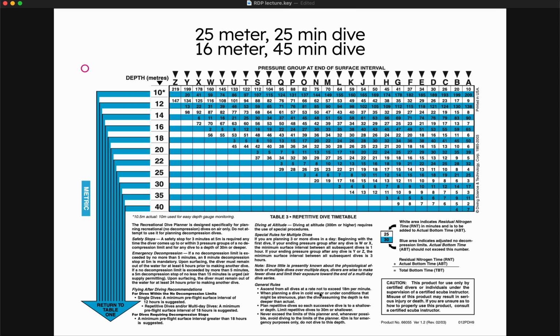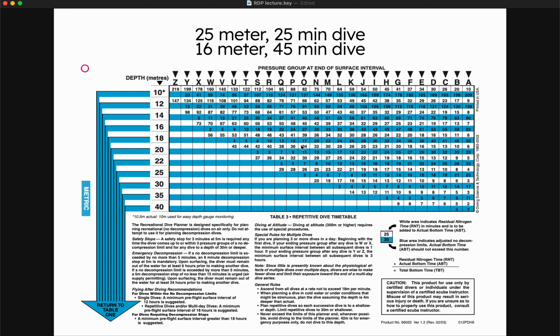One is that you're ascending from all dives not faster than 18 meters per minute or 60 feet per minute. If you're going to be in cold or strenuous conditions, these are conditions that make our body more susceptible to decompression stress. And so you want to plan your dive a bit deeper than you're actually going to go, to increase your conservatism. And you also want to be planning repetitive dives so that each dive is shallower than the one before it.